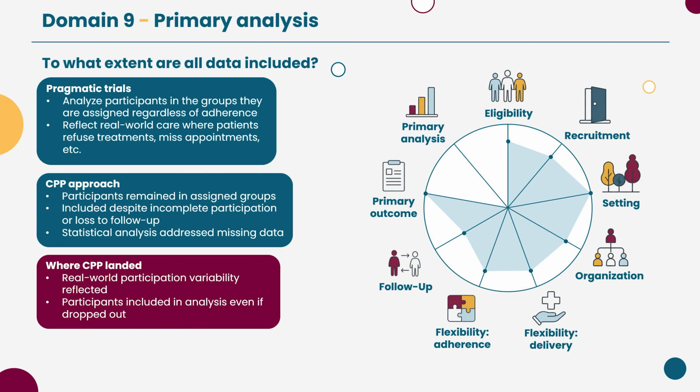The CPP trial was highly pragmatic. Participants were kept in the groups to which they were allocated, and recommended statistical methods were applied to account for missing follow-up data. Multiple imputation was used to impute follow-up data for dropouts. Overall, we assigned a score of 5 out of 5 for Domain 9 because the analysis reflected real-world practice by retaining participants in their assigned groups and accounting for missing data.